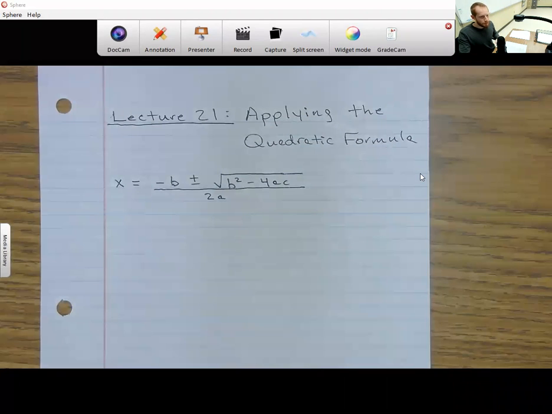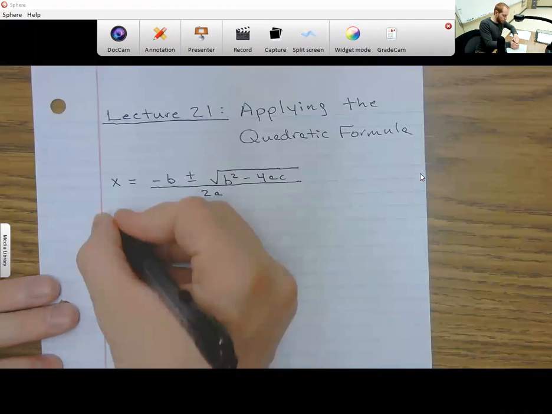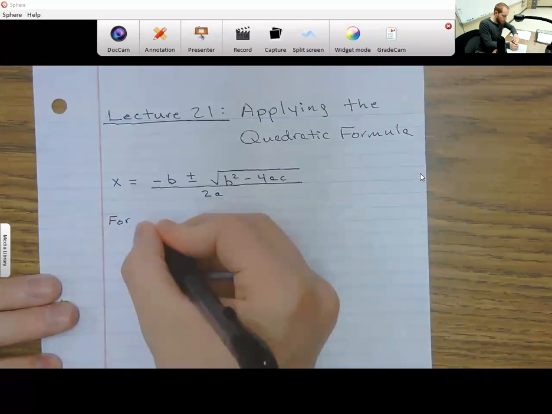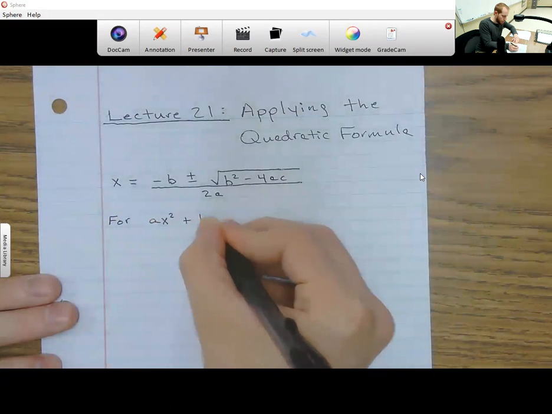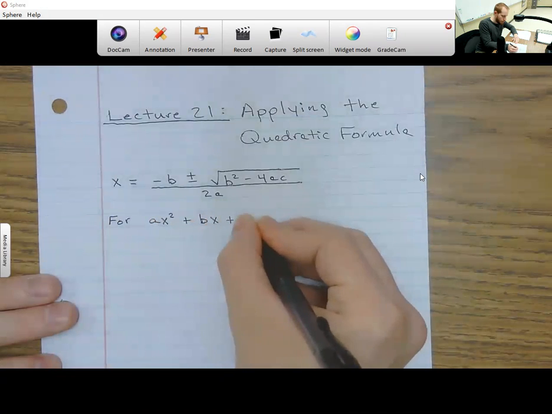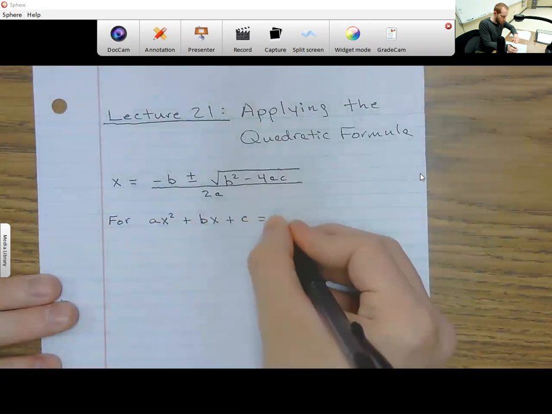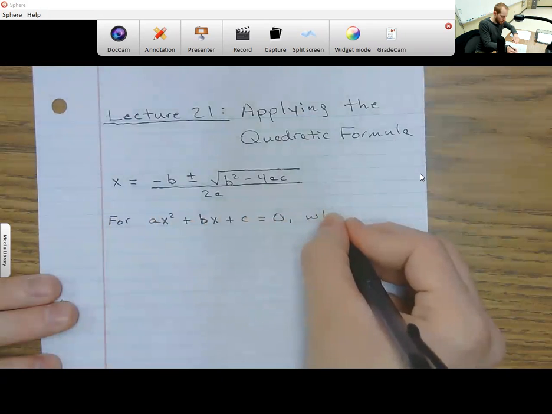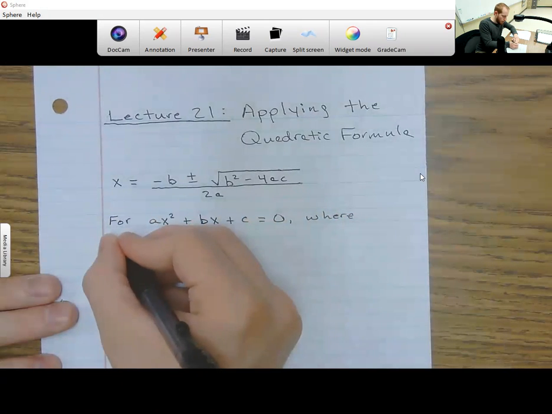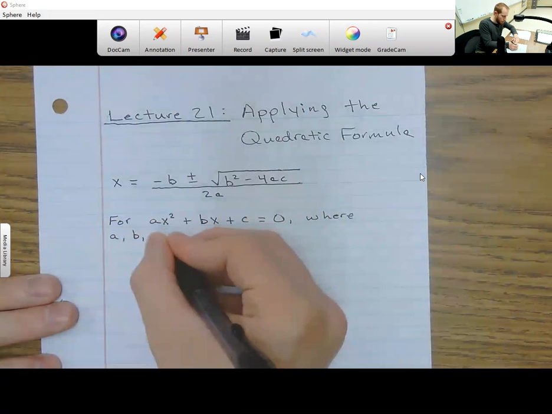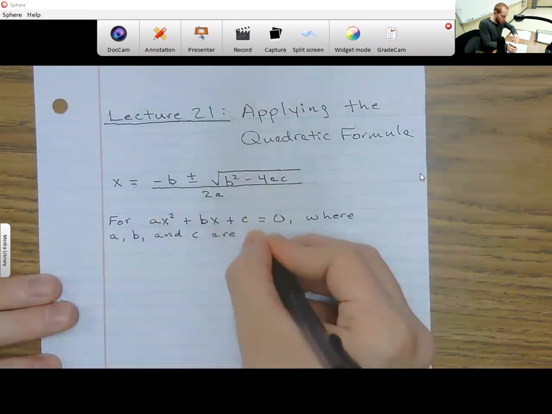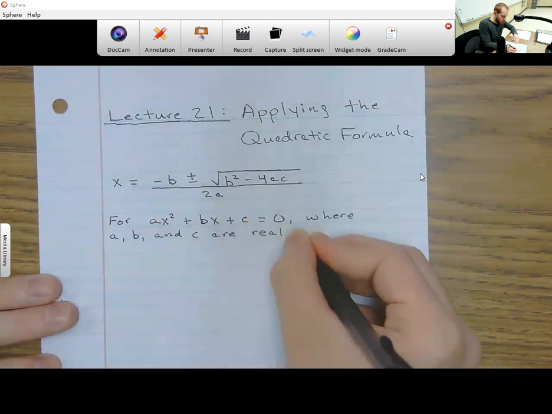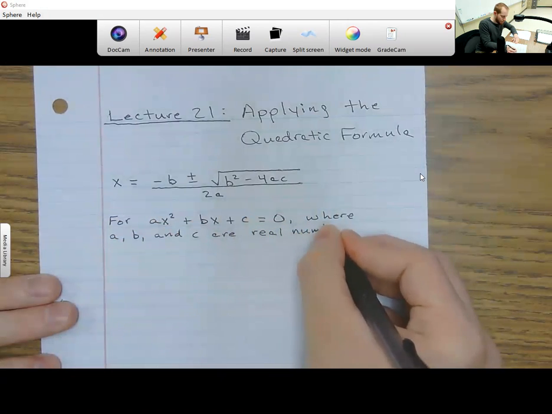So this formula can be used to solve all quadratic equations. And this is for ax squared plus bx plus c equals 0, where a, b, and c are real numbers.